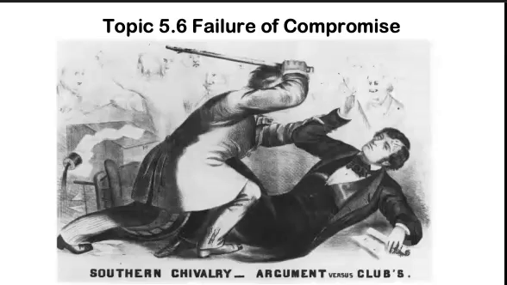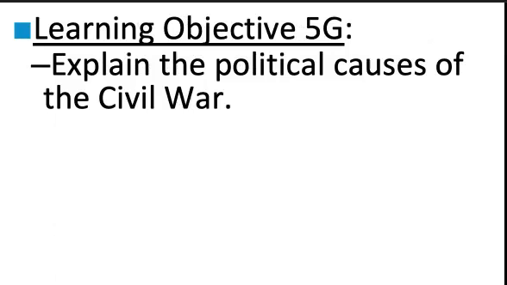Today we're going to be covering topic 5.6, the failure of compromise. Our learning objective today is objective 5G, explain the political causes of the Civil War. We've got a few key ideas we're going to start off with today.